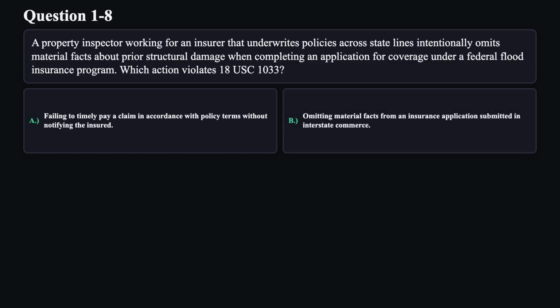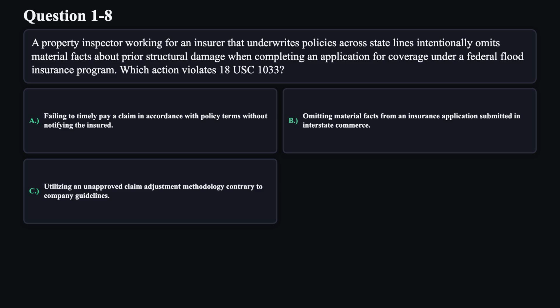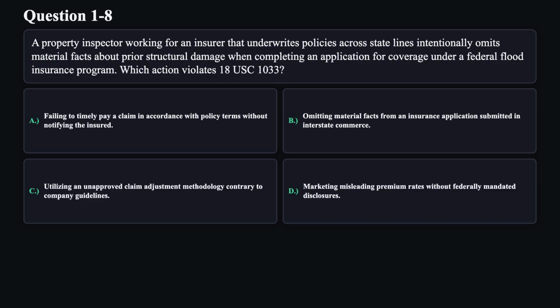B. Omitting material facts from an insurance application submitted in interstate commerce. C. Utilizing an unapproved claim adjustment methodology contrary to company guidelines. D. Marketing misleading premium rates without federally mandated disclosures.